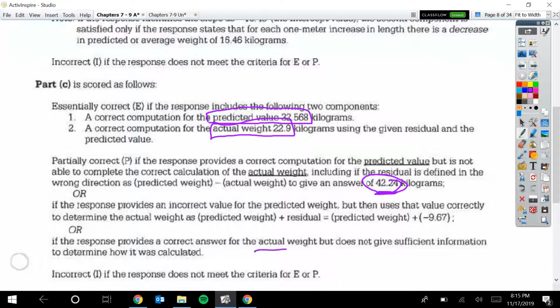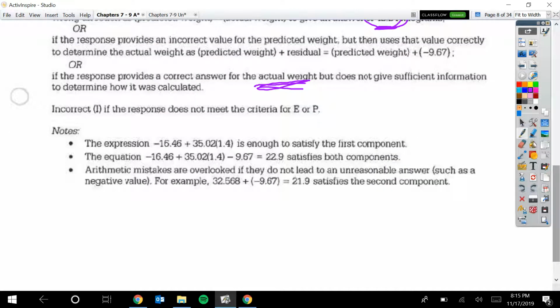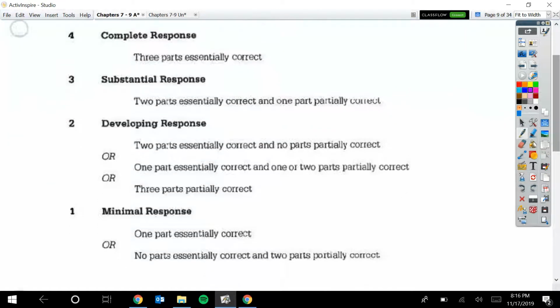But if you have the actual weight, but you do not give sufficient information to determine how it was calculated, so maybe you had the predicted, okay, but you didn't then show calculation for your actual, you're getting your partial also. If you don't have either of those, just I. All right, so you can see here what was enough to satisfy the various arithmetic components. And so did you get 3 E's? You got a score for 2 E's and a P, and so on.